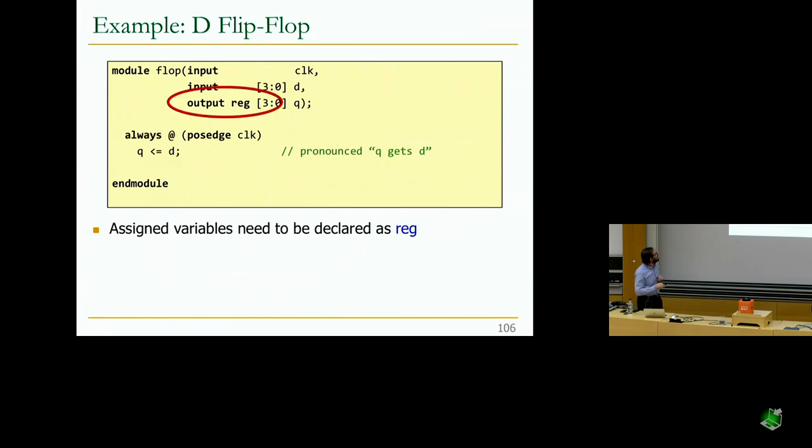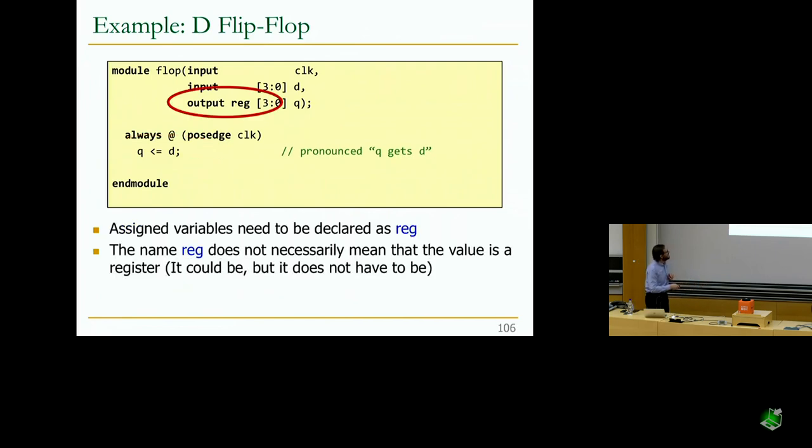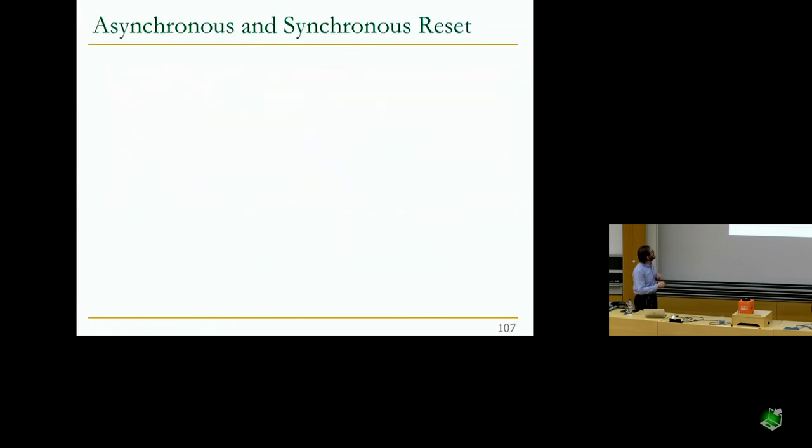Okay. So this is a reg. Assign variables need to be declared as reg. They're not registers. Maybe it's an unfortunate name over here. They could be registers, but they don't have to be. This is just a convention in Verilog. And again, we'll see examples later.